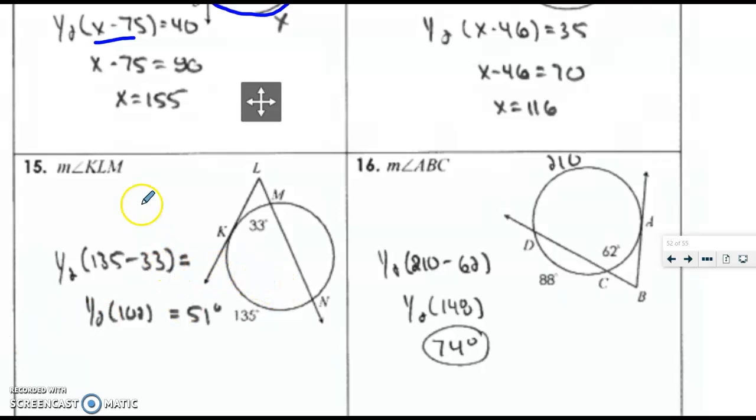In this case, I am trying to find KLMN. Here's one arc. This is the other one. So I'm taking half of the difference of those two, and I would get it to be 51 degrees. In this case, it's very similar to what we looked at earlier. So I got 88, I got 62. The rest of this would be 210, and I'm taking half of that difference, and I would get it to be 74. Okay?